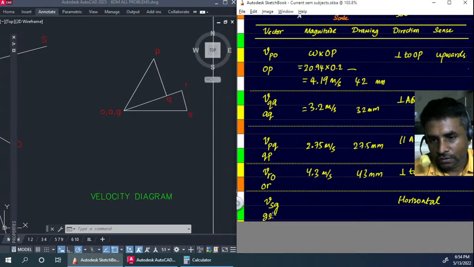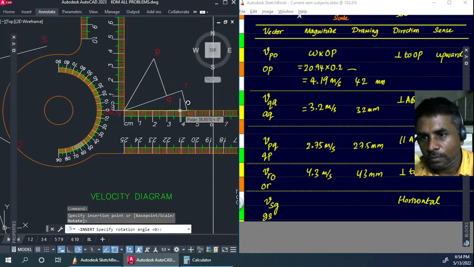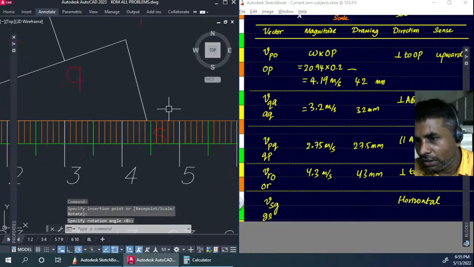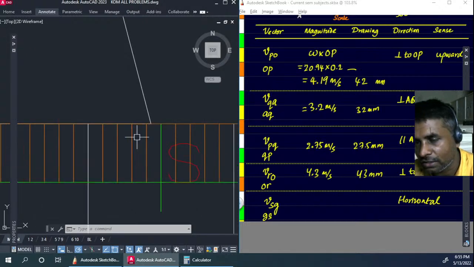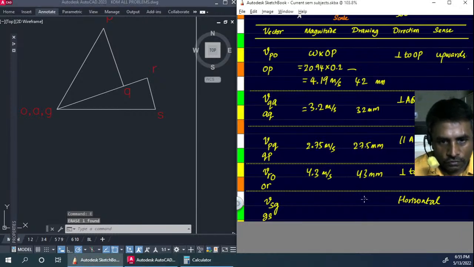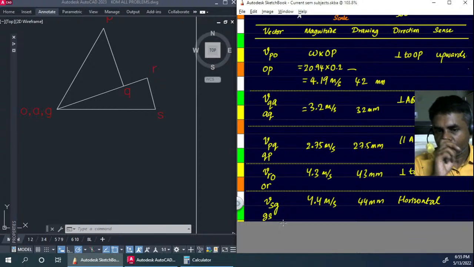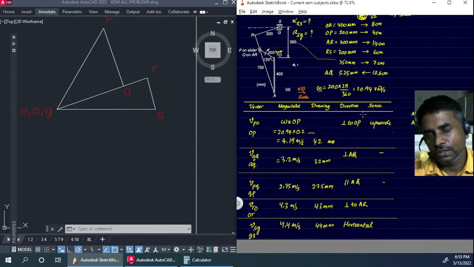Next, let us find the velocity of s with respect to o. That will be this horizontal length. So let me go ahead and measure that length. I'll take the protractor, keep it horizontal, and we're getting between 44 and 45, but it's nearer to 44. Let's go ahead with that. So this length we are going to take as 44 mm. When we convert it back, we will get 4.4 meters per second. This is the velocity of our slider. So with this we have finished doing the velocity analysis.